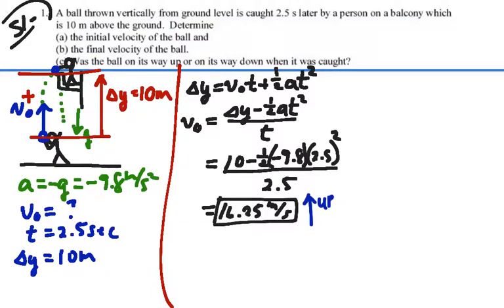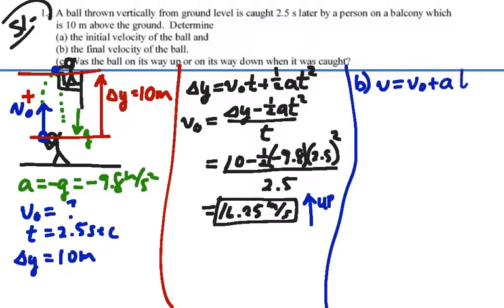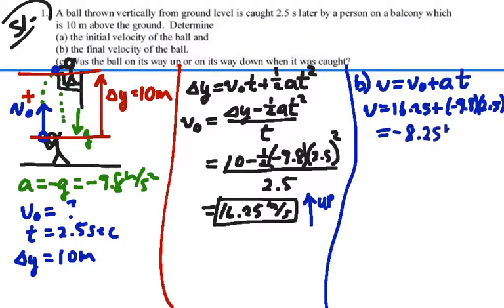Alright, so we want to find our final velocity. Well, we know that our final velocity will equal our initial velocity plus the acceleration times time according to kinematic equation number 1, and hence our final velocity is going to equal our initial velocity, 16.25, which we just found, plus the acceleration, which is a negative 9.8 times 2.5. So this is equal to a negative 8.25 meters per second.